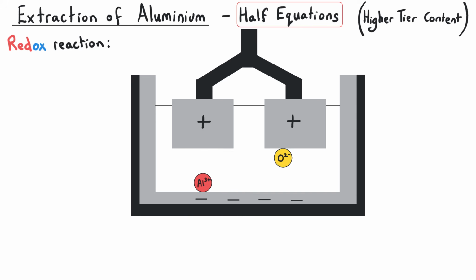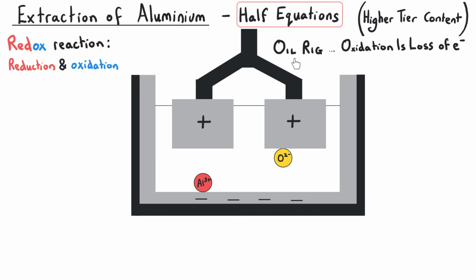The overall reaction taking place during the electrolysis of anything is always a redox reaction. And that's a reaction where one substance undergoes reduction and another undergoes oxidation. And we can use the acronym OIL RIG to help us remember what those two phrases are. Firstly, oxidation is loss, and that means of electrons, and reduction is gain of electrons. And so something is oxidized and something is reduced.